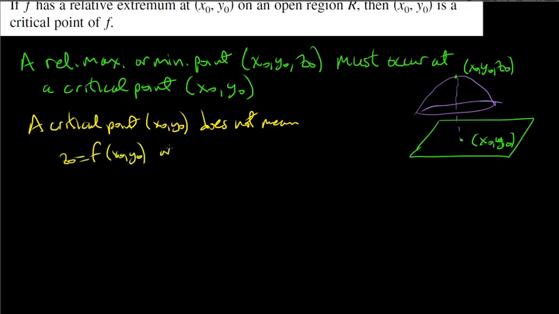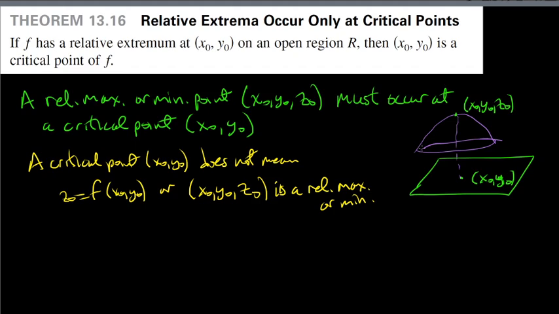Or it does not mean that this point, z0, is a relative maximum or minimum. That does not have to be the case. So just because you have a critical point does not mean you have a maximum or minimum. However, if you have a maximum or minimum, then that has to be at a critical point.